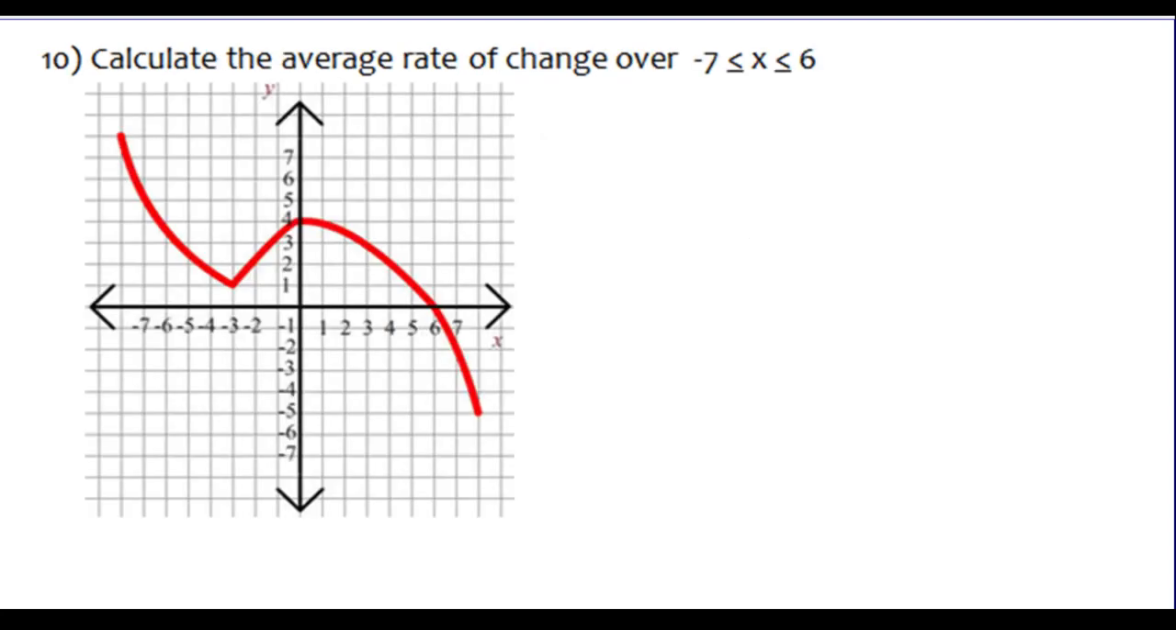Same calculation. One more problem, same idea. I'm looking at a strange looking graph and I need to find the average rate of change. So I'm going to say -7 minus 6. That goes on the bottom. Those are the x values.